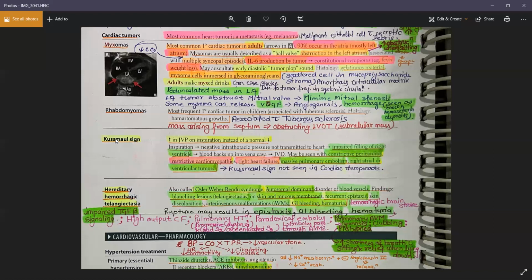Please remember the causes. We have discussed that. Constrictive pericarditis, restrictive pericarditis. Right-sided heart failure can do that. Pulmonary embolism, which is a cause of right heart failure, can cause it. Any tumors in the right atrium or the right ventricle can cause it. So any kind of obstruction in the right heart can cause it, which includes multiple causes. Constrictive pericarditis or restrictive cardiomyopathy can cause it. But please remember, cardiac tamponade is not a cause of the Kussmaul sign.